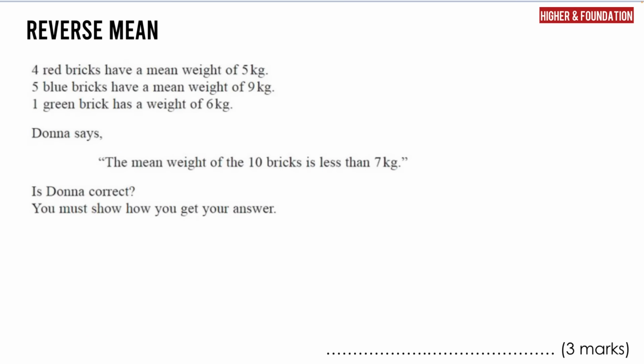Now, a reverse mean question can typically be easily identified because a question will tell you the actual mean of something. So here it says 4 red bricks have a mean of 5 kilograms. Now all you have to do is reverse what you would normally do with a mean. So normally, to work out the mean, you get the total, divide by how many there are, and you get your mean. Here, we're given the mean, but we don't know the total. So what we can do is take that mean of 5 and multiply it by how many there are, which in this case is 4.